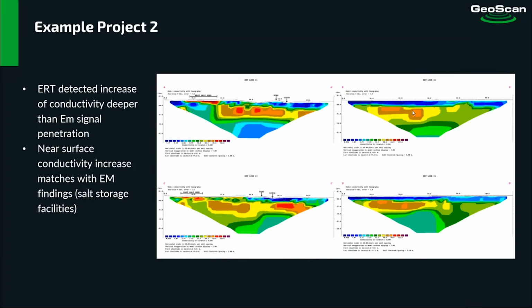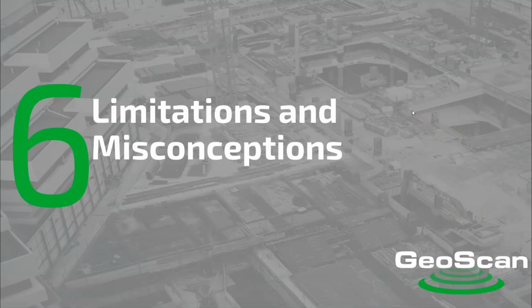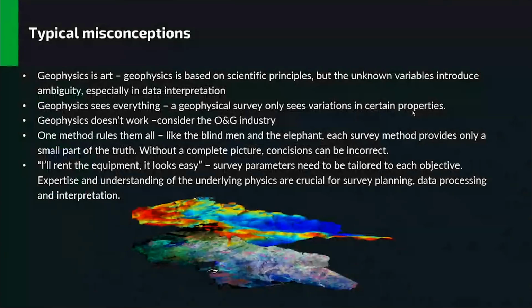The next thing will be a few limitations and misconceptions that are usually related to geophysics, especially with the GPR. One of them is that geophysics is art. However, it's indeed based on scientific principles, although the unknown variables create this inherent ambiguity, especially in the data interpretation. We can't see into the ground, but we can see changes of certain properties of the ground that we have to interpret. And that's the most difficult part in every geophysical project.